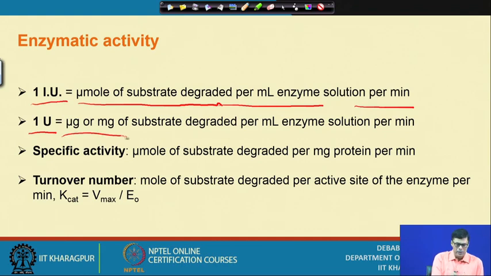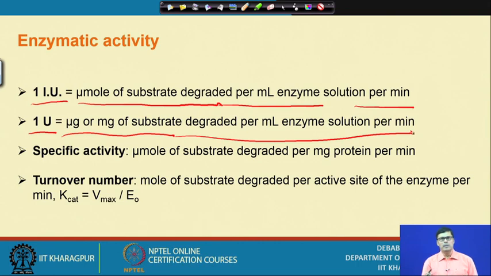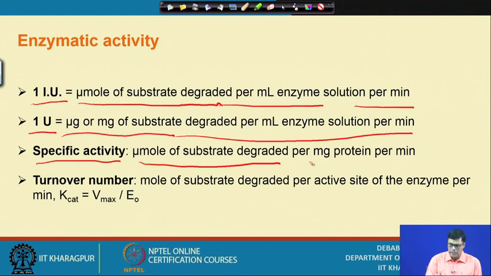This may be done in different ways, as I have given one example: either micromoles or micrograms or milligrams of substrate degraded per milliliter of enzyme per minute. You can explain whatever you like. Now, another activity is called specific activity. What is specific activity? Micromoles of substrate degraded per milligram of protein per minute.